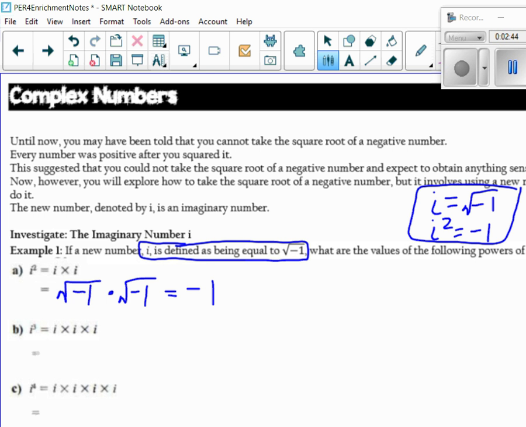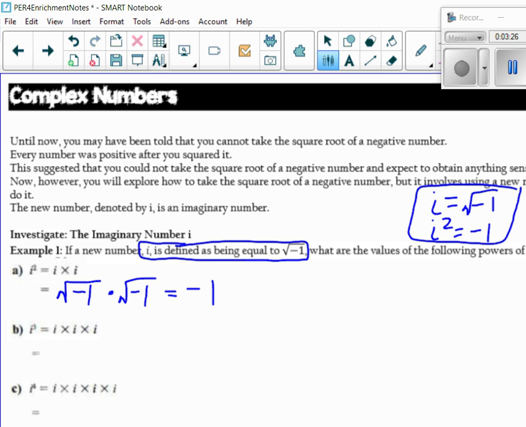So what do you think i to the power 3 would equal? How can it become negative? That's maybe the tricky part of the nature of this. Normally you would get negative 1 times negative 1 is positive 1. But we're working with the square root times the square root undoing it, and we're left with negative 1.